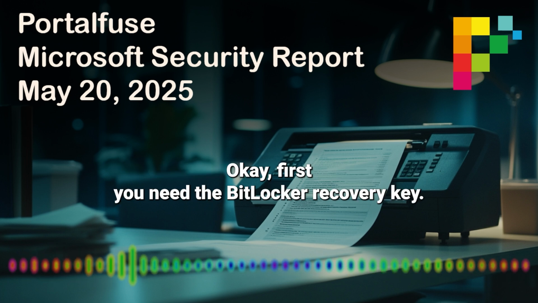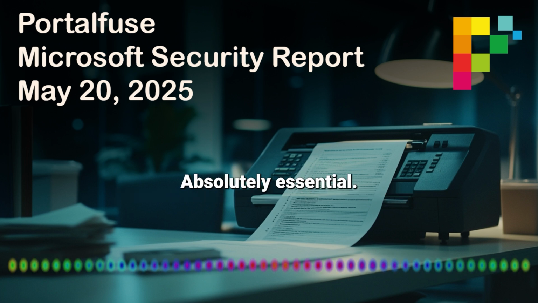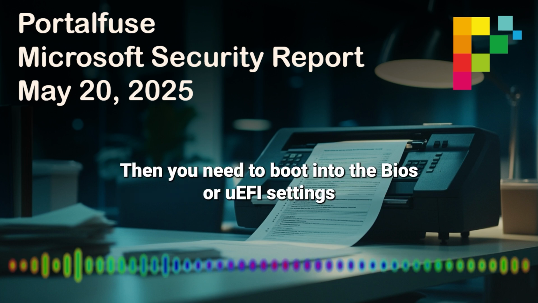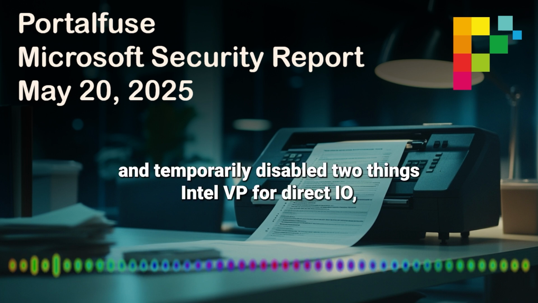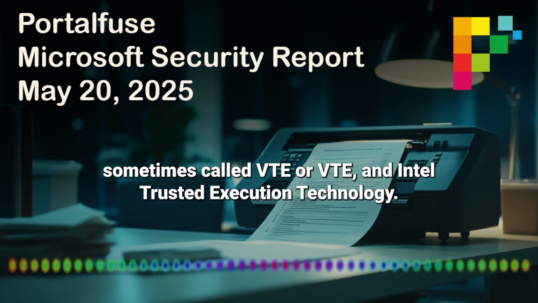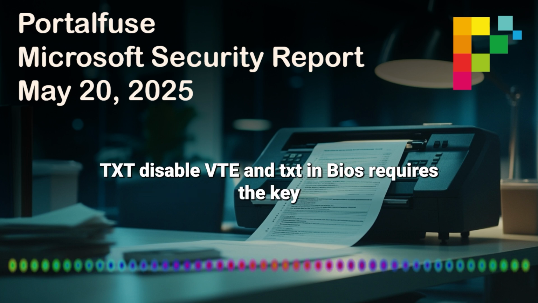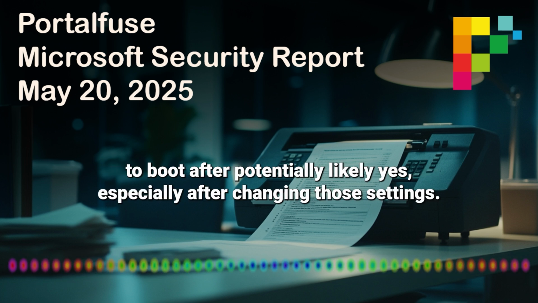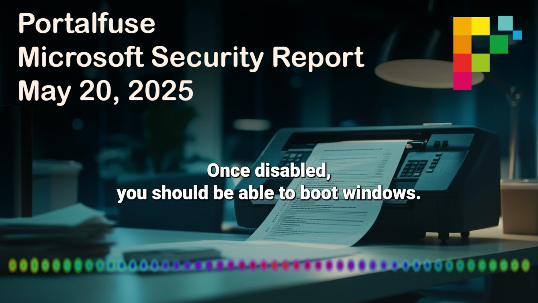Okay. First, you need the BitLocker Recovery Key. Absolutely essential. Got it. Key first. Then you need to boot into the BIOS or UEFI settings and temporarily disable two things: Intel VT for Direct I/O, sometimes called VT-d, and Intel Trusted Execution Technology, TXT. Disabling VT-d and TXT in BIOS, does that require the key to boot after, potentially? Likely yes, especially after changing those settings. Once disabled, you should be able to boot Windows.